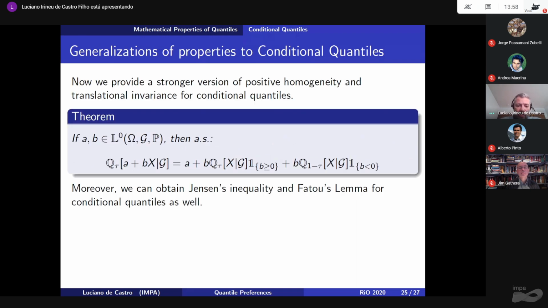And this is another one that is kind of in the direction of linearity. If a and b are g measurable functions, then you take the conditional quantile here, and you can take out a and b. The interesting part is that b has to be decomposed into two parts, the positive and the negative parts. And for this, you can also obtain, as with the Jensen inequality that I showed before, Fatou's lemma as well for conditional quantiles.